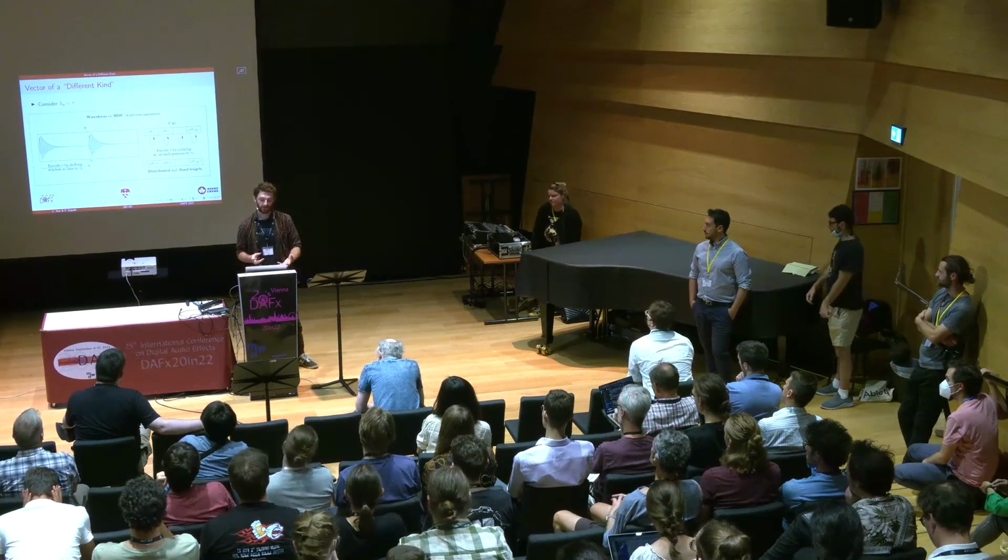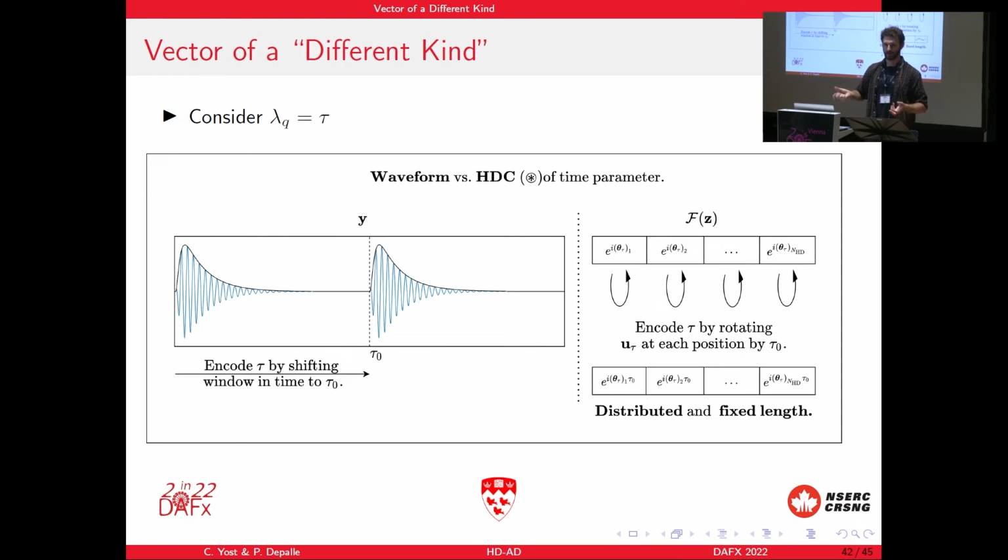So HDC kind of works in this almost orthogonal direction, where instead of just encoding under some envelope, you're more or less just rotating the position of these base hypervectors by the value that you want to encode, and you're doing that at every single position. So in that way, it's distributed across the whole vector instead of, for example, a waveform, which is just under the envelope. Does that make sense?